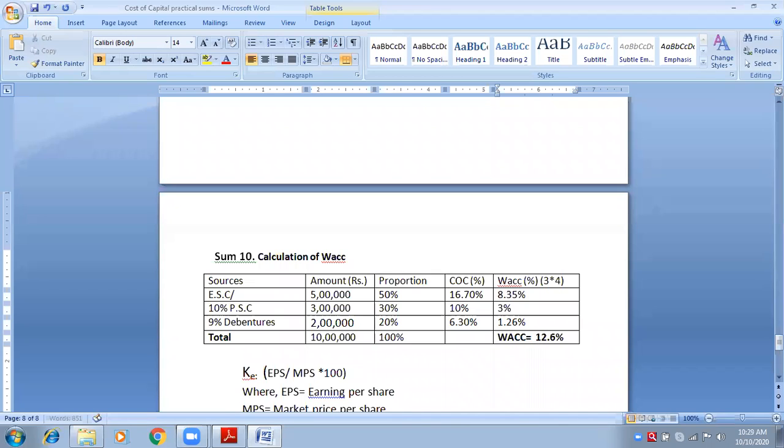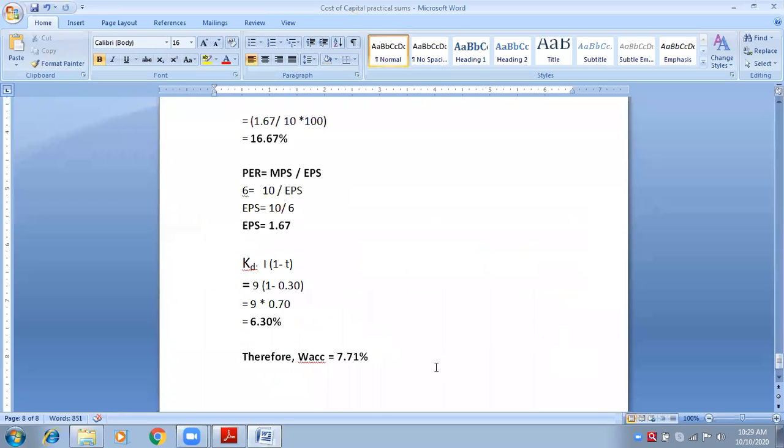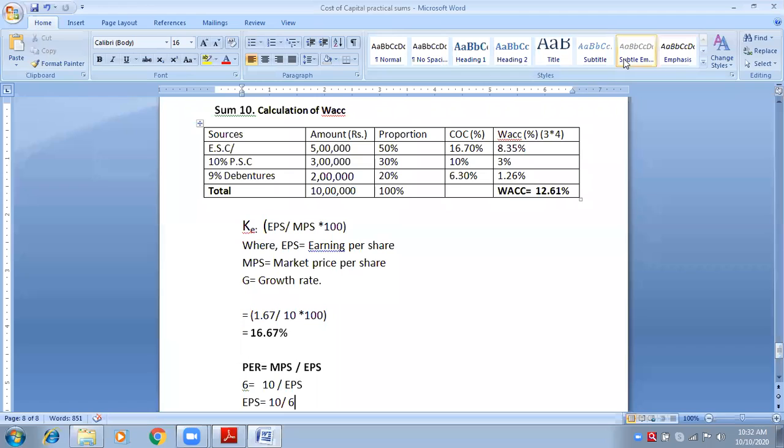12.61%. So this can be copied as a concluding line. Therefore, WACC is equal to 12.61%. I'm giving you 2 minutes to copy them. So let us start the next one.